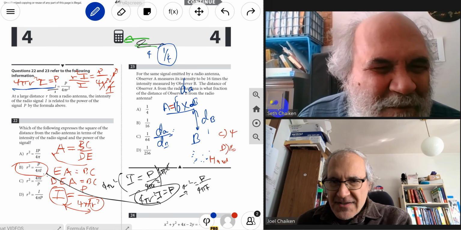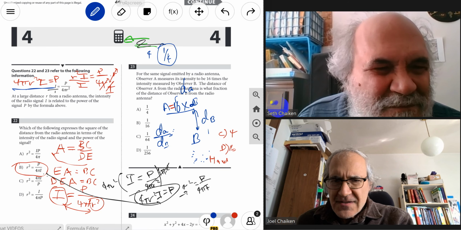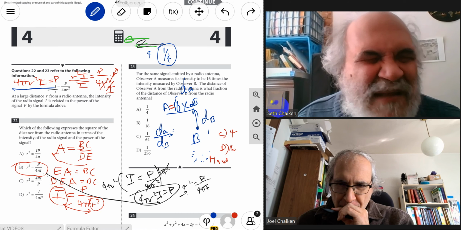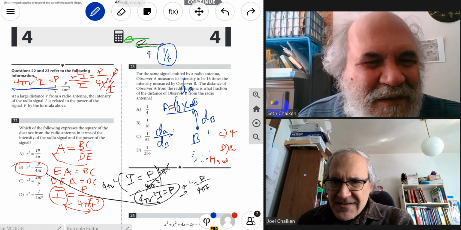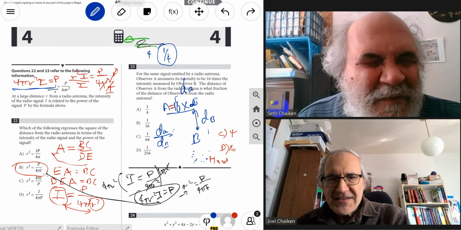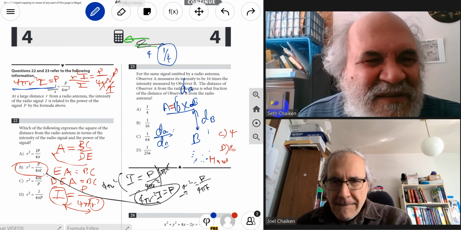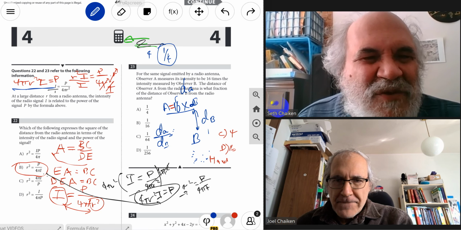The P is the power. P is the constant. No, the P is 16 times. Well, the P in the formula is constant. No, the intensity is 16 times. The P isn't constant between dA and dB. No, in the formula, P is constant. The intensity at the observer is what's variable. Yeah, you said P.